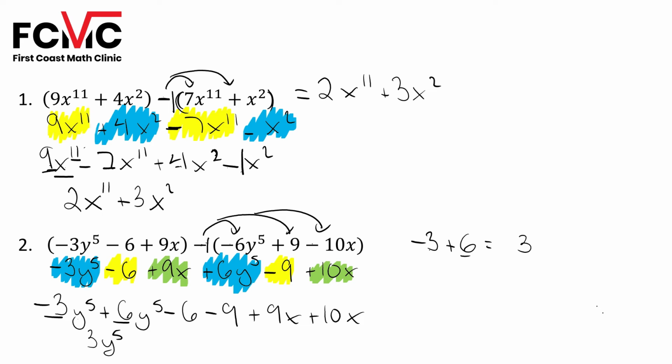Now here, this is going to be negative 6 minus 9. We have to keep that sign with the 6. So if I do this off to the side, negative 6 minus 9, we're going to use our subtraction rule. Negative 6 plus negative 9. Add these two values, keep our sign, and we're going to get negative 15.